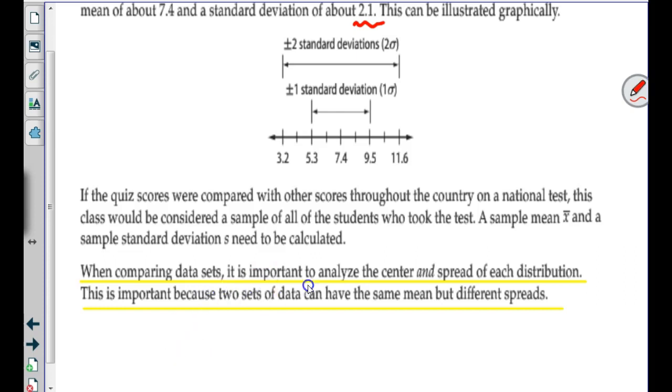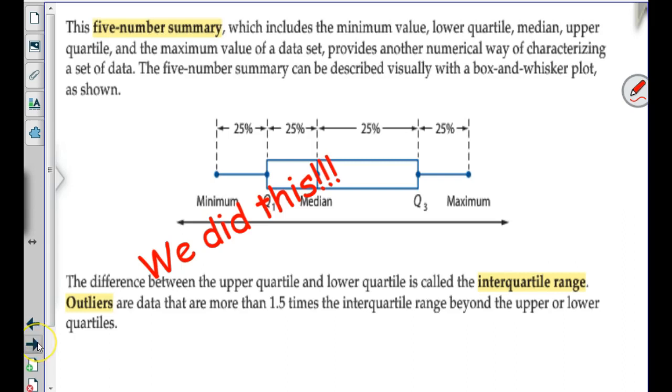When comparing data sets, it's important to analyze the center and spread. Two data sets can have totally the same mean, but different spreads or standard deviations, okay? So the same class average on 2 different quizzes doesn't necessarily mean everybody did the same. One class could have had a lot of A's and a lot of F's, and the other class could have had a whole bunch of C's. So it's just a matter of how that's spread.